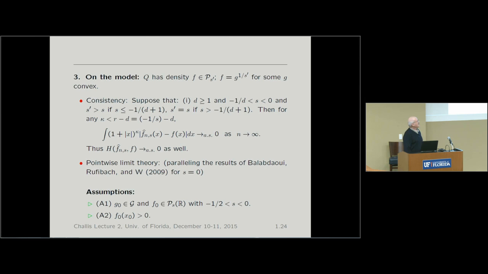Okay. So that means that Hellinger convergence happens as well. And we don't know very much. We don't know anything about the rates there yet.